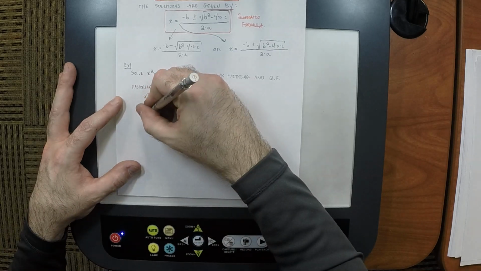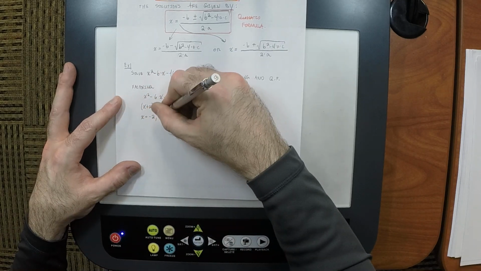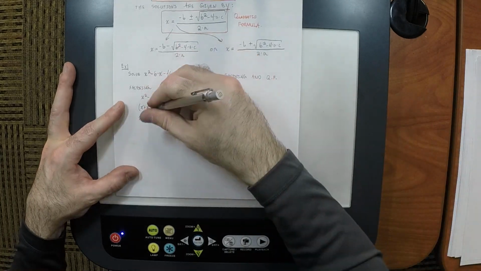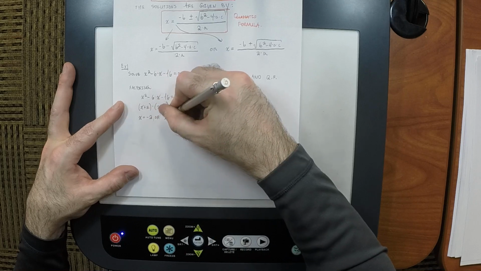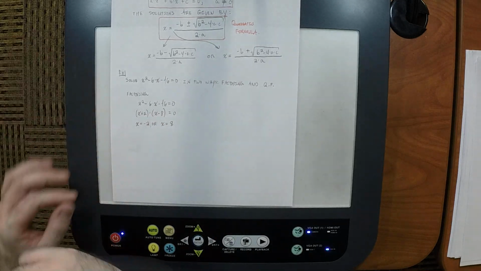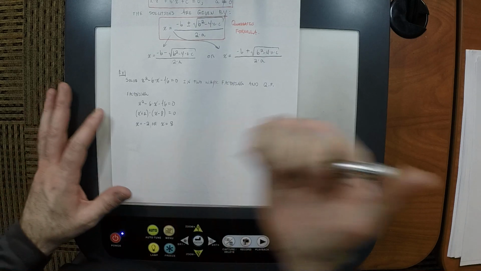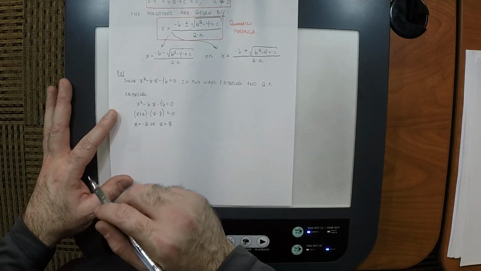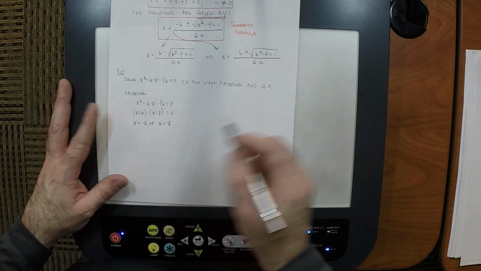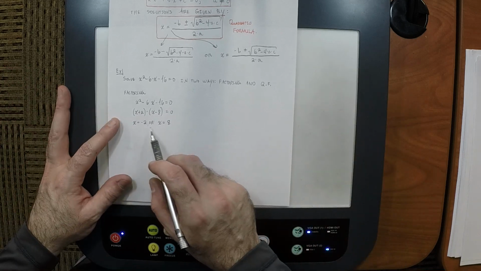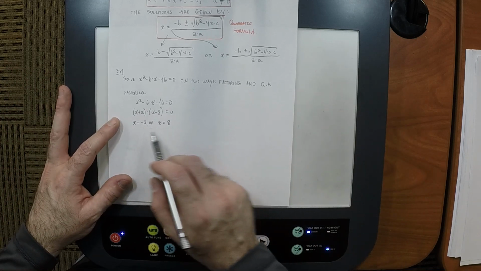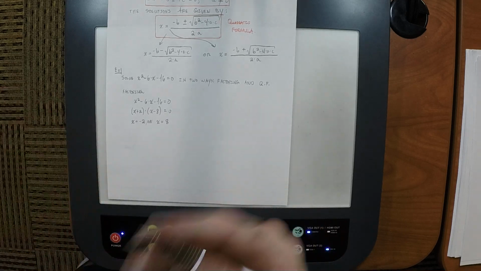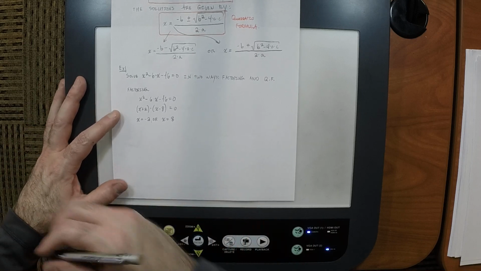And so x is negative 2, or x is 8. So not a big deal. So the instructions say do it in two ways, once with factoring, then once with the quadratic formula. So we know that's got to be the answer. But that's sort of not the point. The point is to go through the mechanics of using the quadratic formula.